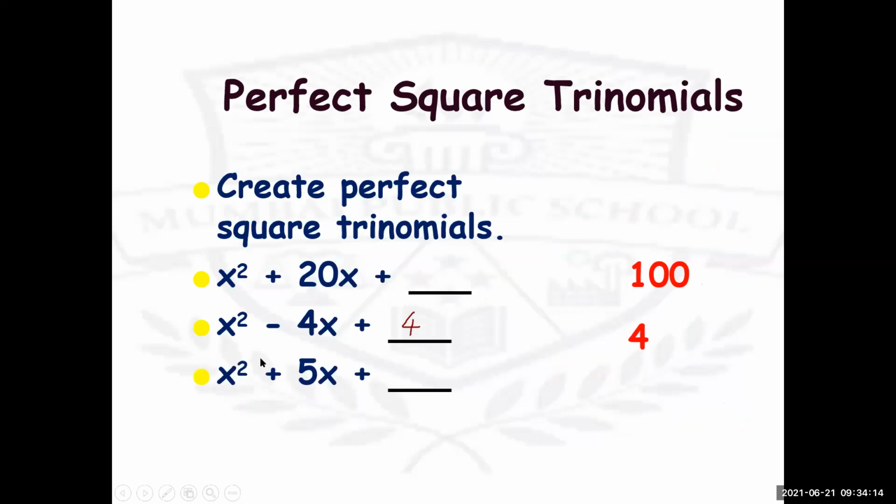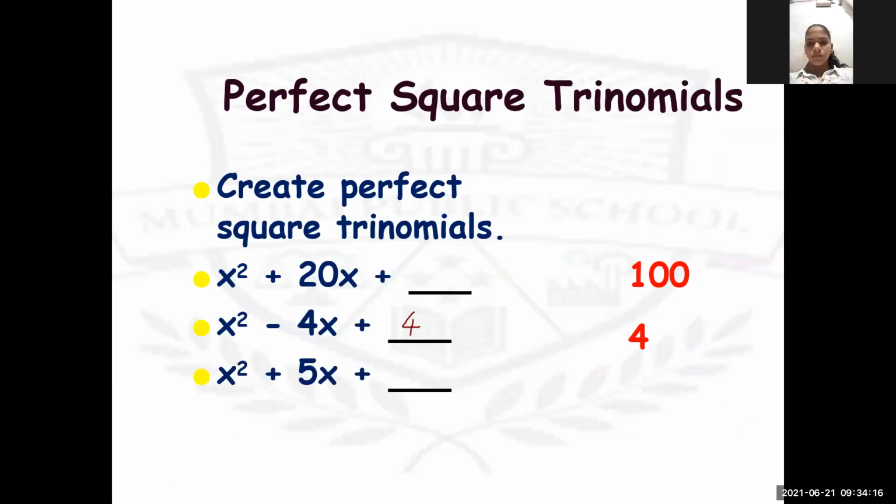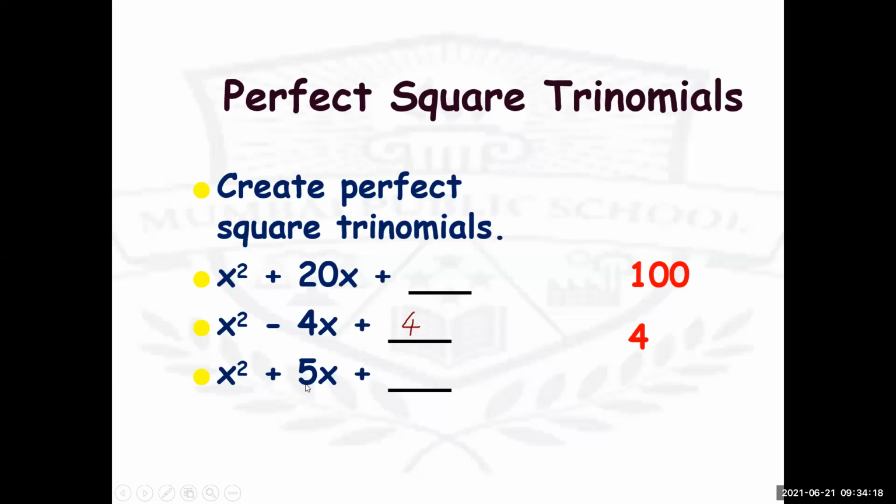Now we'll move to the third example. It's x square plus 5x plus what? What do you have to add? Now here, half into the coefficient of x. The coefficient of x is 5. So half into 5 and its square. Now you cannot cancel this 2 and 5, so that would come as it is.